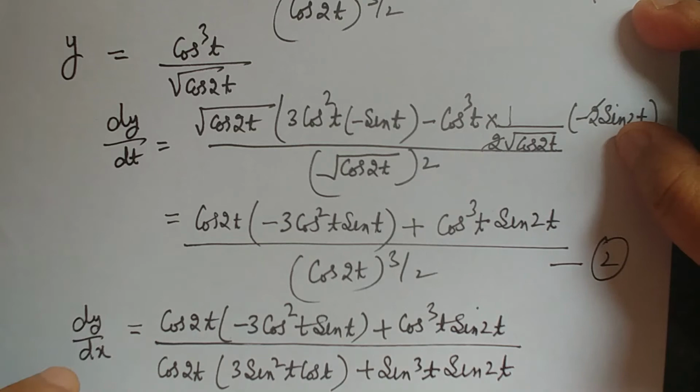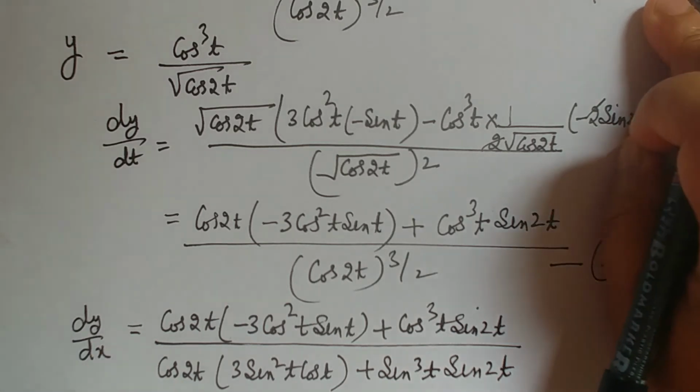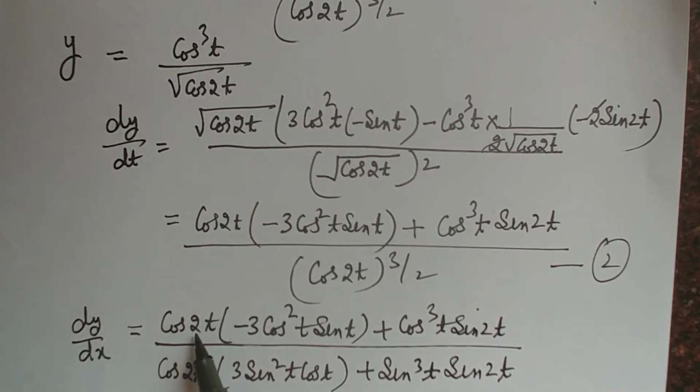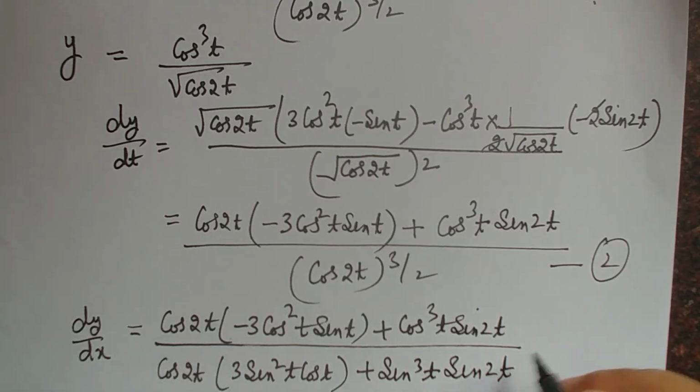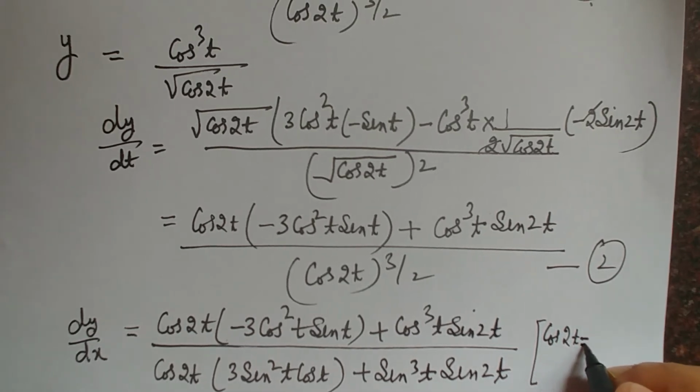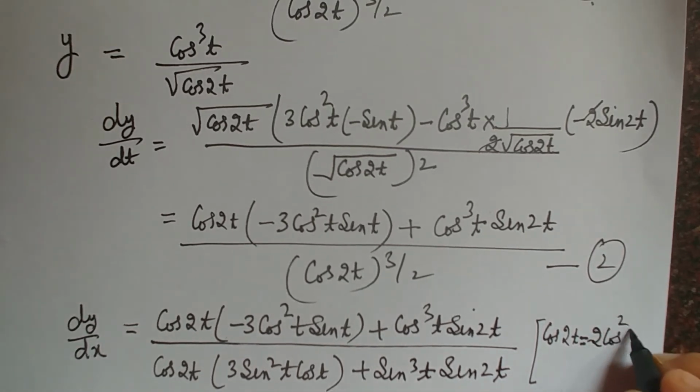I want to reduce it. So I have to open everything, but there is one criterion: how can I open it? See, sine 2t can be opened in just one way, that is 2 sine t cos t. But cos 2t, from here and here, can be opened in many ways. Cos 2t can be written as 2 cos square t minus 1, or cos 2t can also be written as 1 minus 2 sine square t.